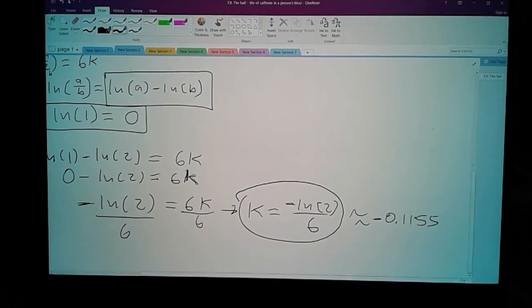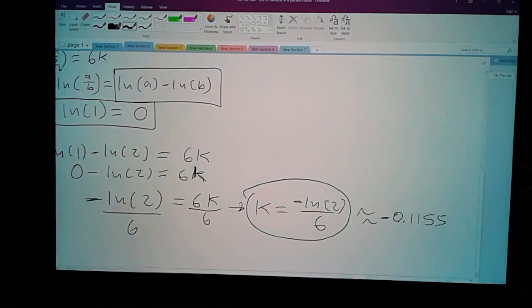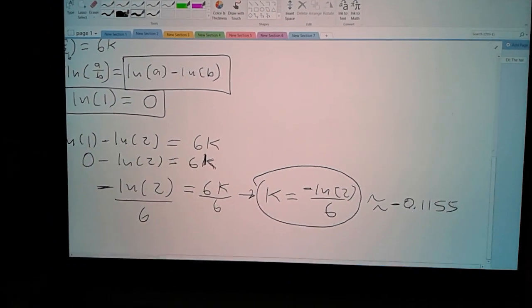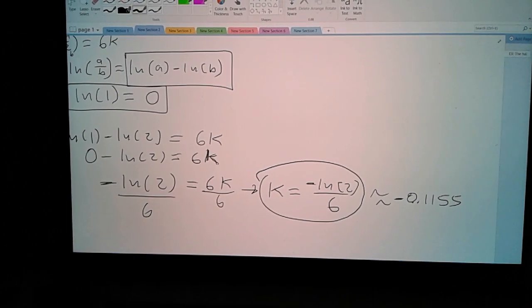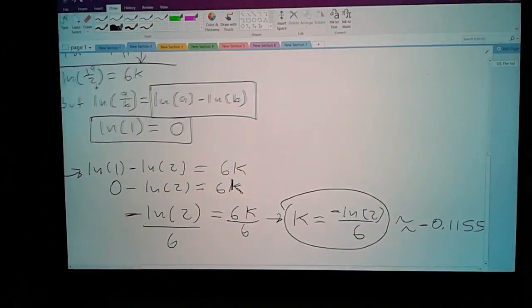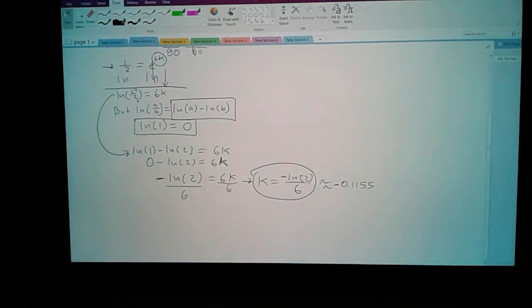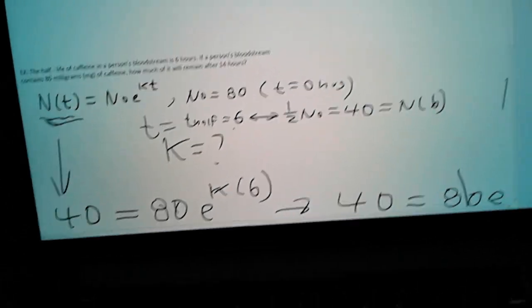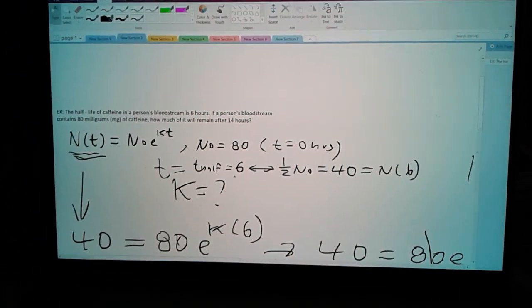And of course, mathematically on the calculator, it's approximately negative 0.1155, so four decimal places. Again, we said that it was going to be negative because we're dealing with exponential decay. So this had to be negative, and our math confirms that it's negative.